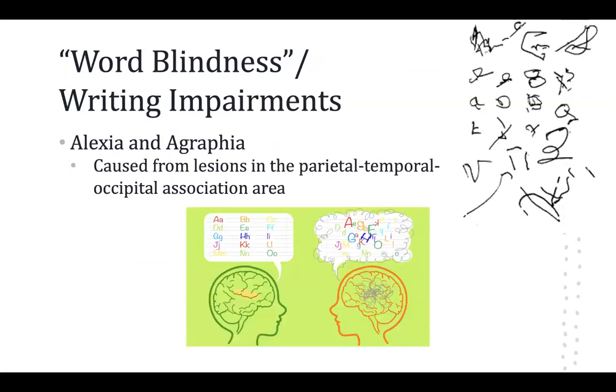There's also word blindness or writing impairments. So there's alexia and agraphia. These are caused by lesions in the parietal-temporal-occipital association area. So, parietal lobe, temporal lobe, occipital lobe.